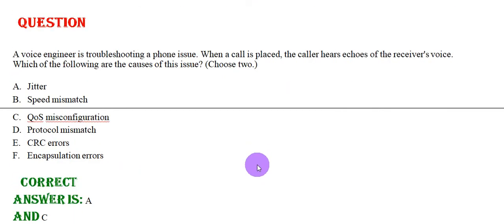A voice engineer is troubleshooting a phone issue. When a call is placed, the caller hears echoes of the receiver's voice. Which of the following are the cause of this issue? Option A, jitter. Option B, speed mismatch. Option C, QoS misconfiguration. Option D, protocol mismatch. Option E, CRC error. Option F, encapsulation errors. The correct answers are option A and C.